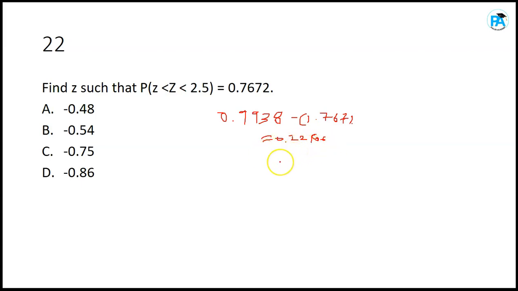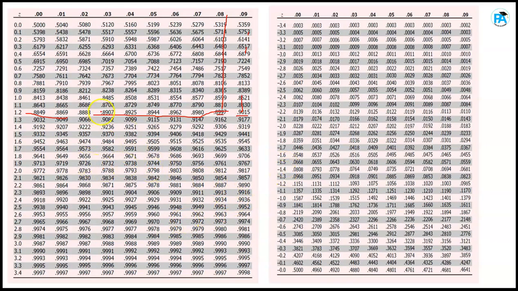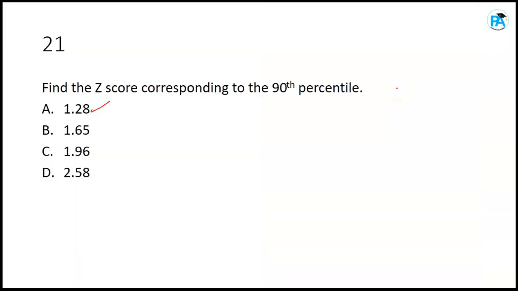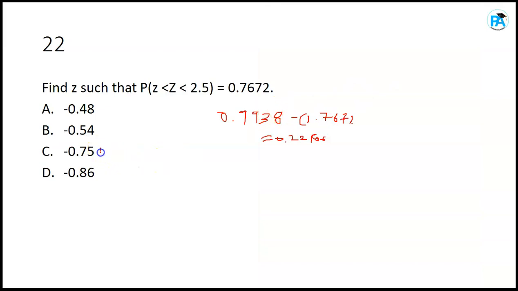So after getting the 0.2266, then you go back to the table again. Then you go and look for 0.2266. It can be seen over here. There's nothing like 0.22 here, so meaning to be in the negative table, since the z-score will be a negative answer. So we are looking for 0.2266. 0.22 will be at the down. There's 20 here, 22 is here. So see, 0.2266, there it is. So when you check the z-score for it, you get negative 0.75. You see that? So that's the z-score, negative 0.75. So the answer is C, negative 0.75.